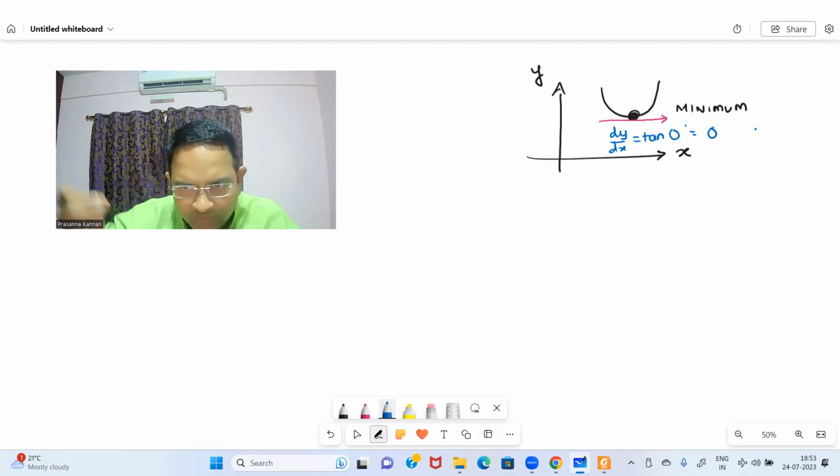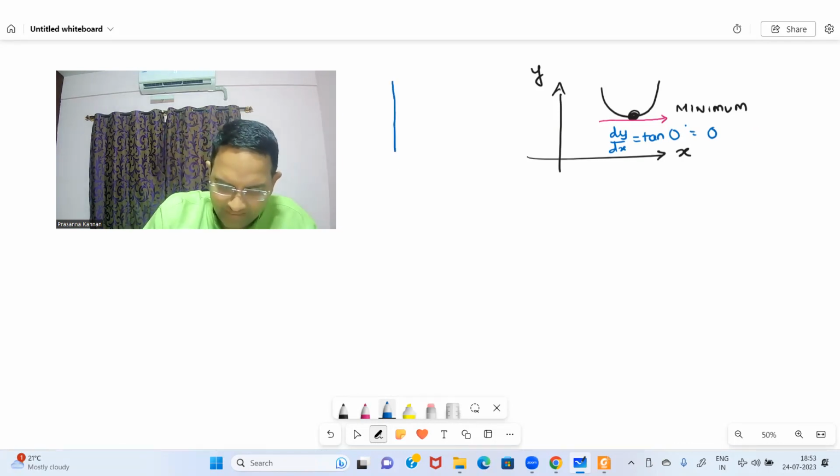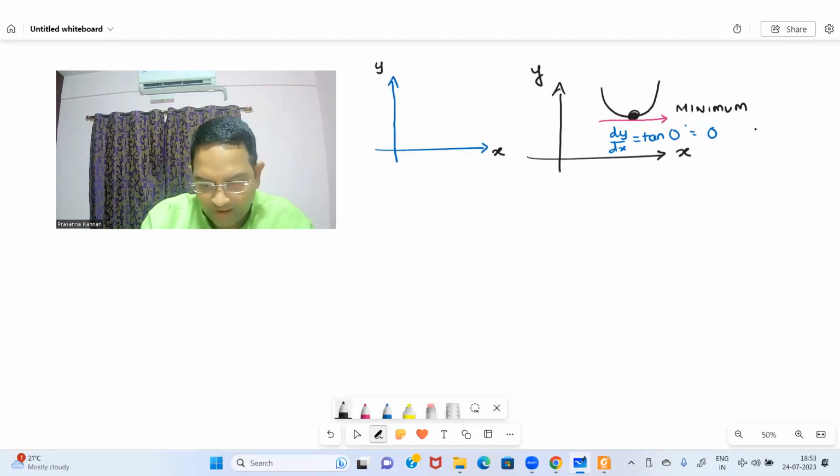If there is a function which reaches a minimum at a particular point, minimum meaning the lowest value at that point, what will be my dy by dx at that point? It's in front of you. 0. Okay. Clear, not clear, guys? Okay. Now tell me, guys.